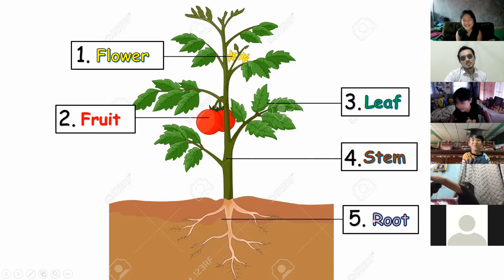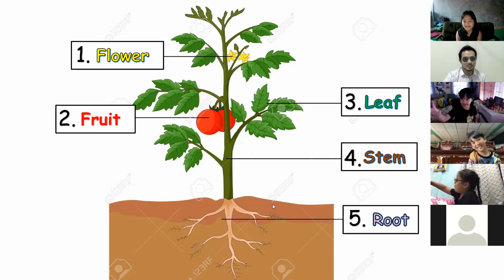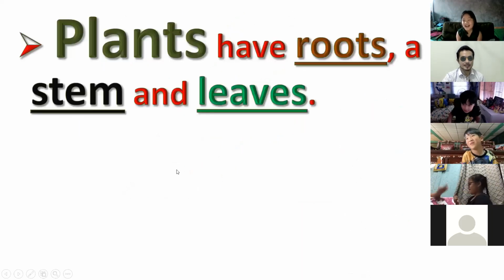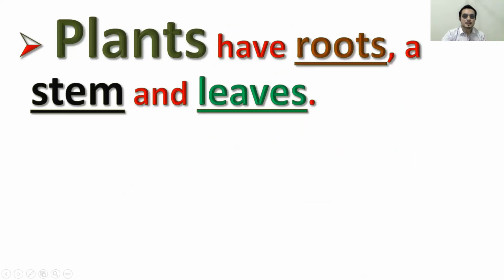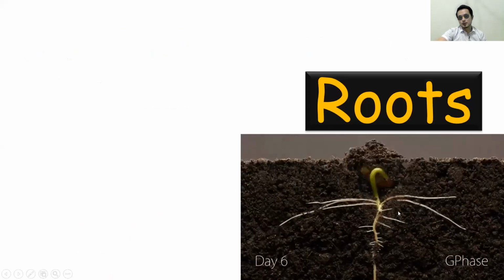All right, so those are the parts of the plants that you have to remember. Plants have roots. What else? A stem and leaves. You already know that one because I told you a while ago. Many plants have flowers and fruits too, of course, but not all plants have these, only a few.